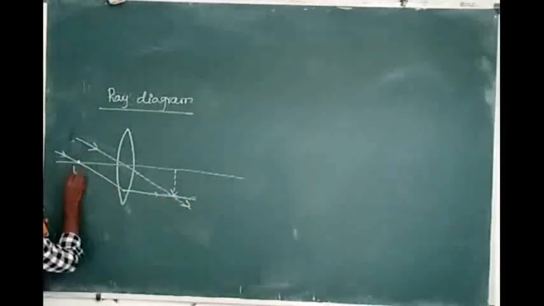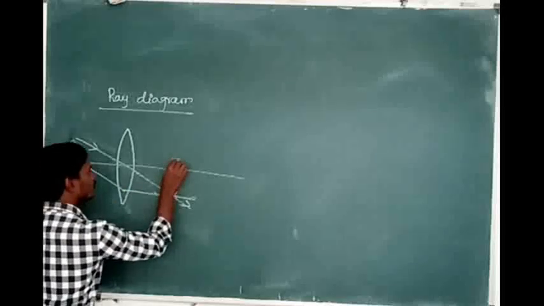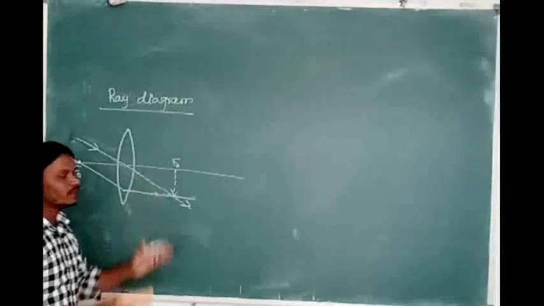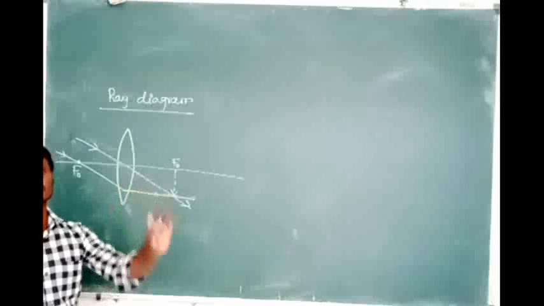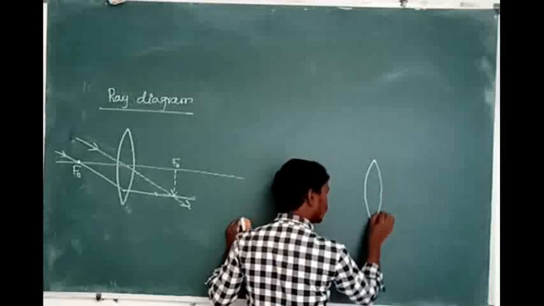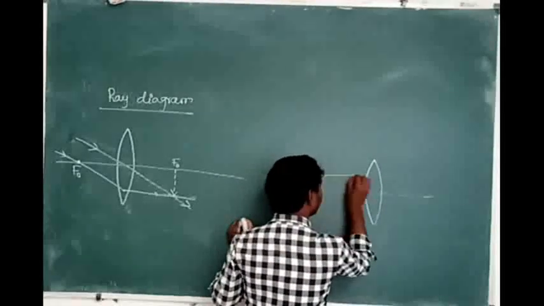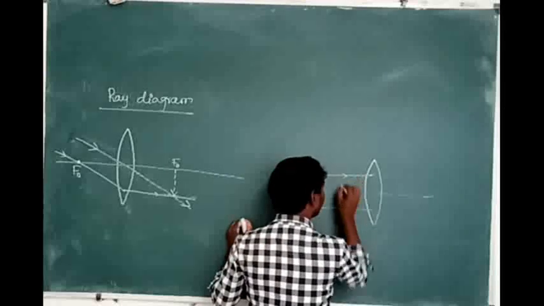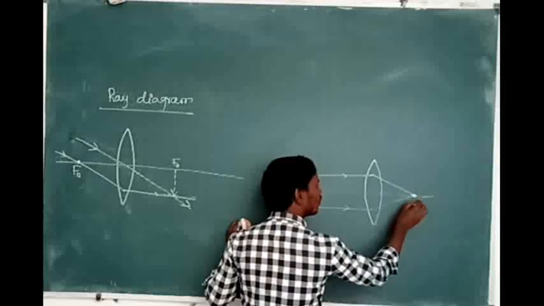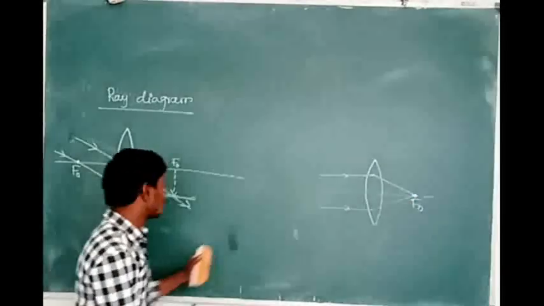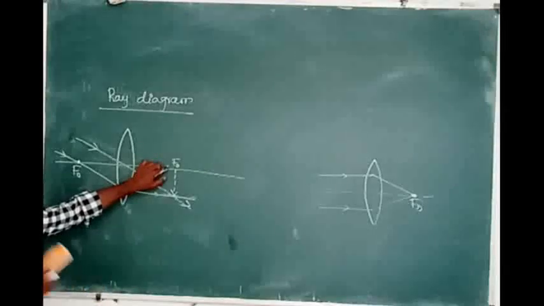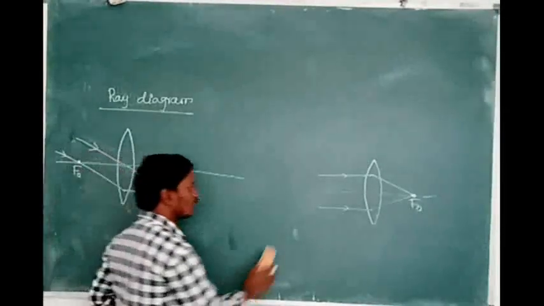Then it is a first principal focus and it is a second principal focus. If the incident rays are parallel to each other, where will the refracted rays meet? The refracted rays will meet at the second principal focus. Already we discussed this in the formation of image by a convex lens. If the incident rays are parallel to each other, after refraction the refracted rays meet at a point. That point is called the second principal focus. Okay. So that is why, at what position is the image formed by the objective lens? At the second principal focus of the objective lens.